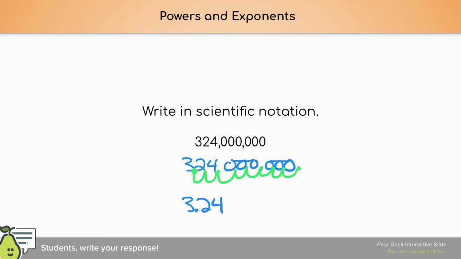We're then going to multiply it by a power of 10, so times 10, and now our exponent is going to be the amount of times that we moved the decimal. And we moved it 1, 2, 3, 4, 5, 6, 7, 8 times. So that is what our exponent is going to be. So here is our final answer written in scientific notation: 3.24 times 10 to the 8th power.